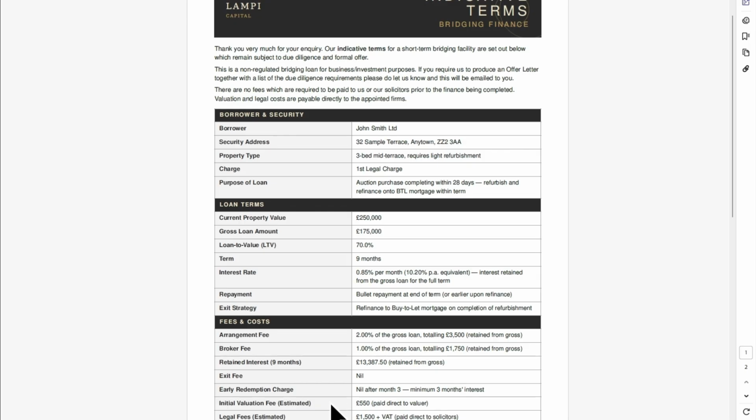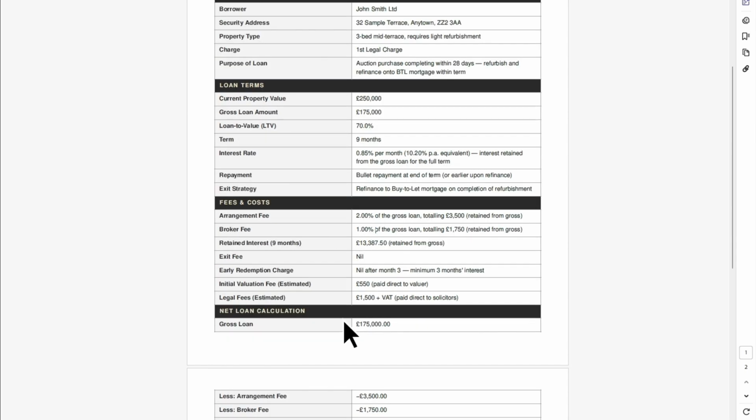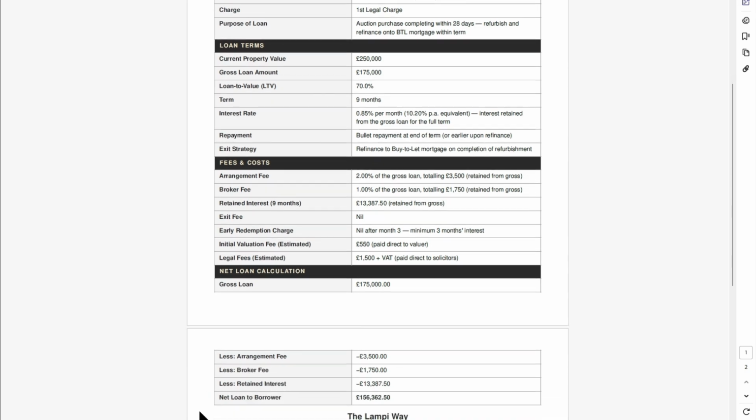Then any valuation fees, most of these will be estimated unless you're using a lender that uses specific panels and they have an exact sort of fee negotiated for this kind of value of house. Same goes with legal fees. These might actually be realistic. And then also lastly, you're looking at the net loan. You have the gross loan minus the arrangement fee, minus the broker fee, and then less the interest. And that's what gets you to your exact level of borrowing. So this is what you will receive day one in your account.